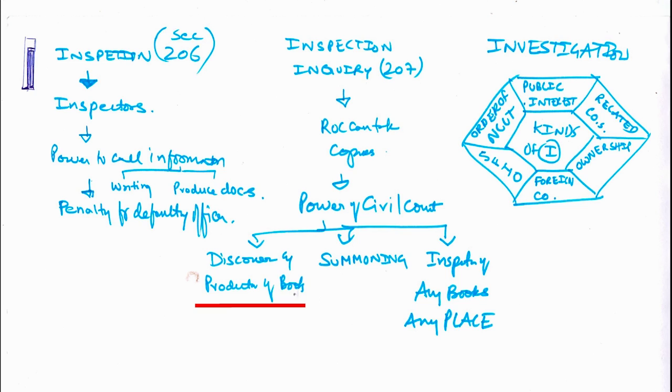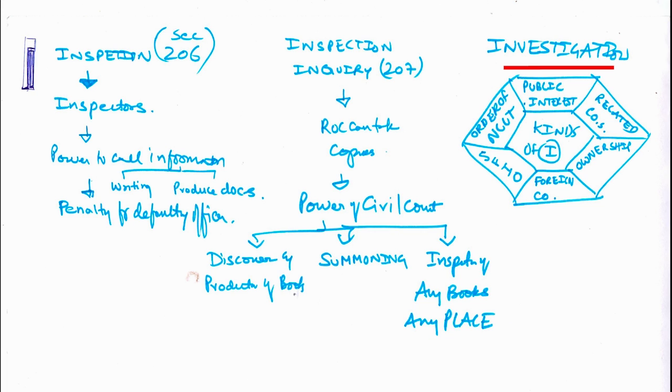And discovery and production of documents means the ROC can ask the company to give any documents or books or papers for the particular inquiry. And the third thing is inspection of any books at any place. The company may have a branch office, corporate office or the house of the director, it could be anywhere. So in inquiry, the ROC has wide powers just like the powers of the civil court. So you should write in the exam that the ROC has powers like a civil court, and these are the three important powers. Now we will come to the all important investigation.